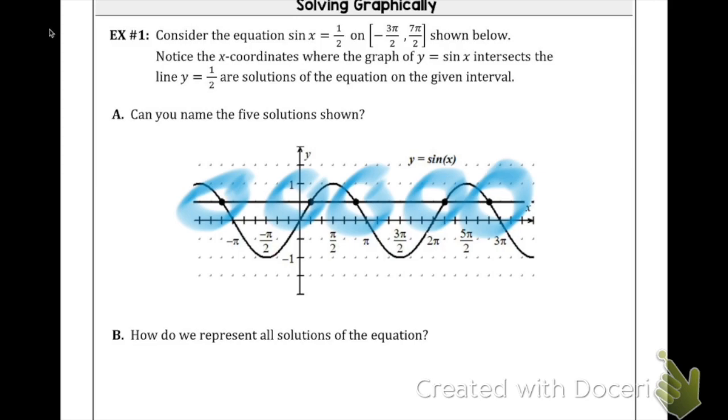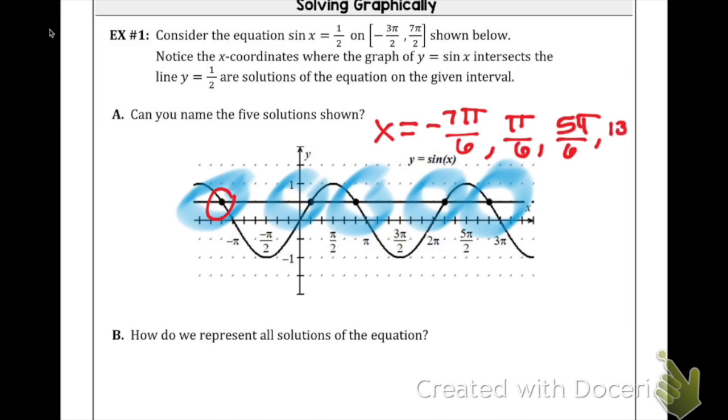So the 5 solutions look like they're appearing at x equaling negative 7 pi over 6, I think, is our furthest left. Then we would be at pi over 6, 5 pi over 6, the next one will be at 13 pi over 6, and then 17 pi over 6 would be those solution areas. And the nice thing is we know that each of those are falling at 1/6 of a pi, right? Because they have each of those tick marks at a 6.